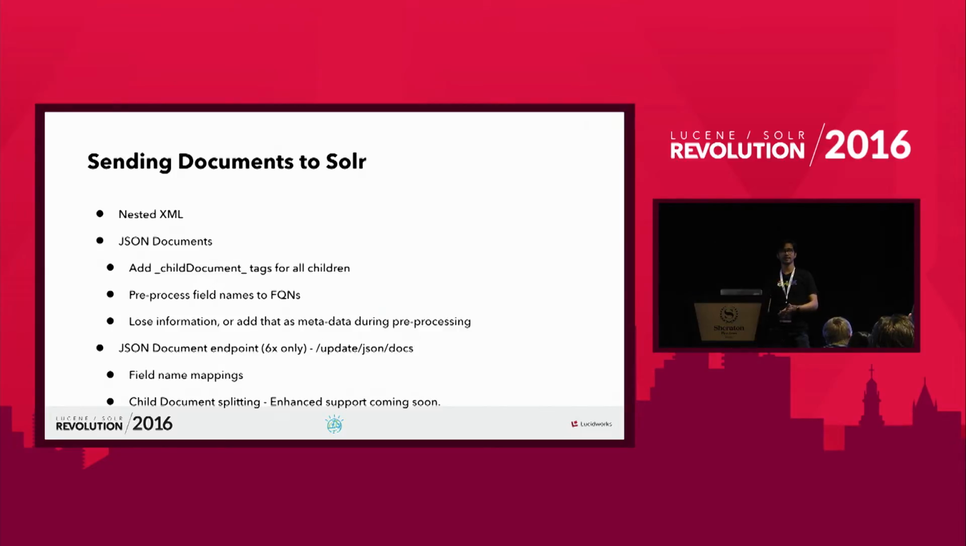One of the ways to get your data into Solr is using nested XML. So you just use annotations. We're going to talk a little more about it in the slides that are coming next. But you can use nested XML. You can use Solr's native JSON format, or you can use regular JSON, so non-Solr format JSON.